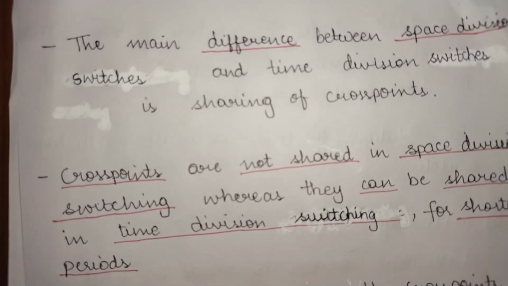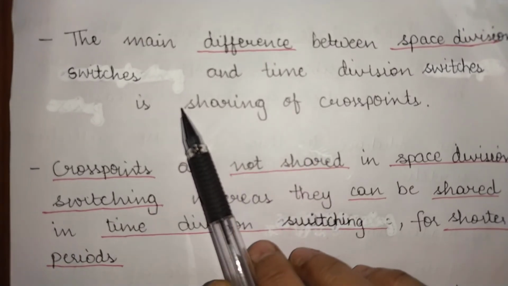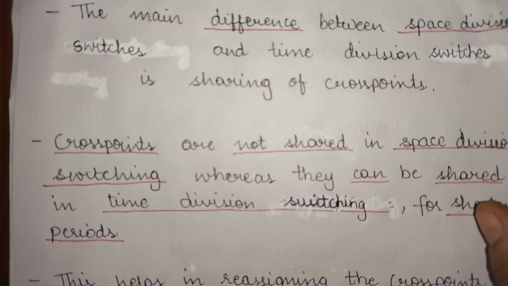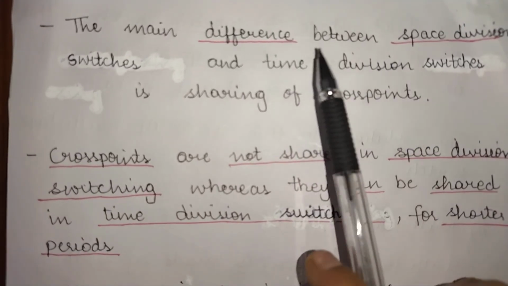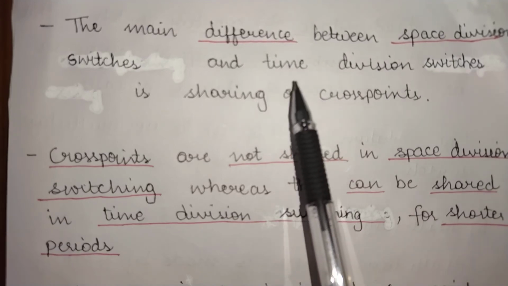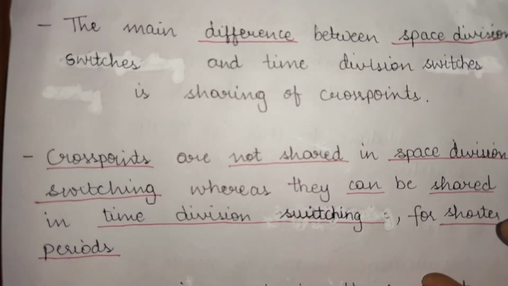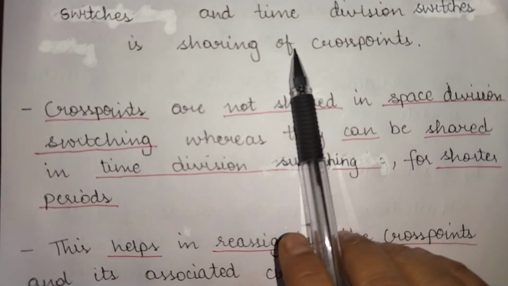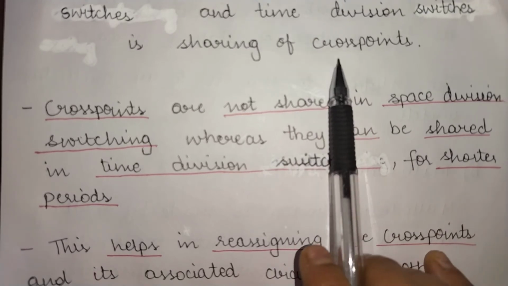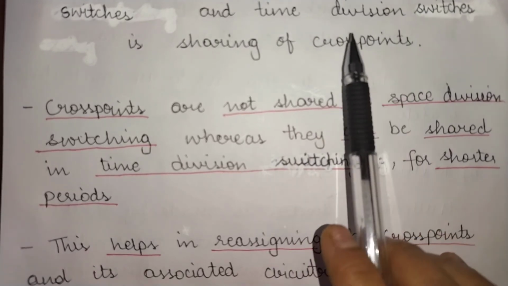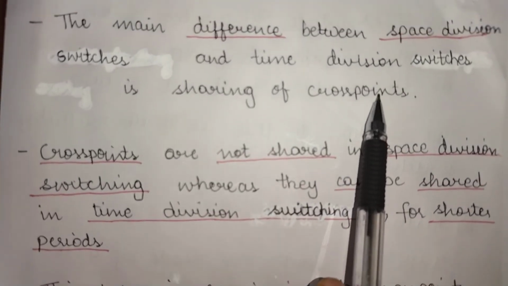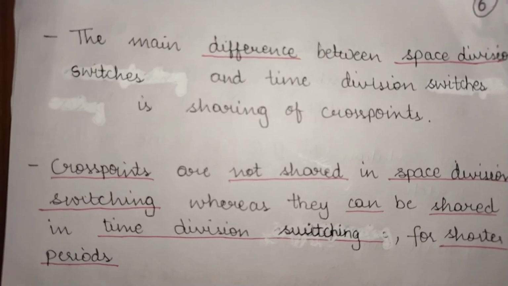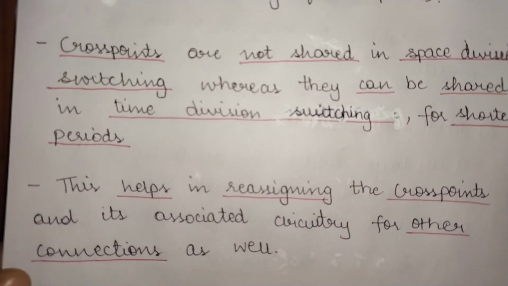So basically the main difference between space division switches and time division switches is the sharing of cross points, right? That means in space division switching, the cross points are shared by both input and output signals. But in the case of time division switching, they are allotted different time slots. That means the input signals will use these cross points at a different time slot, and the output signals will use these cross points at a different time slot. So this is the main difference between your space division switching and your time division switching.